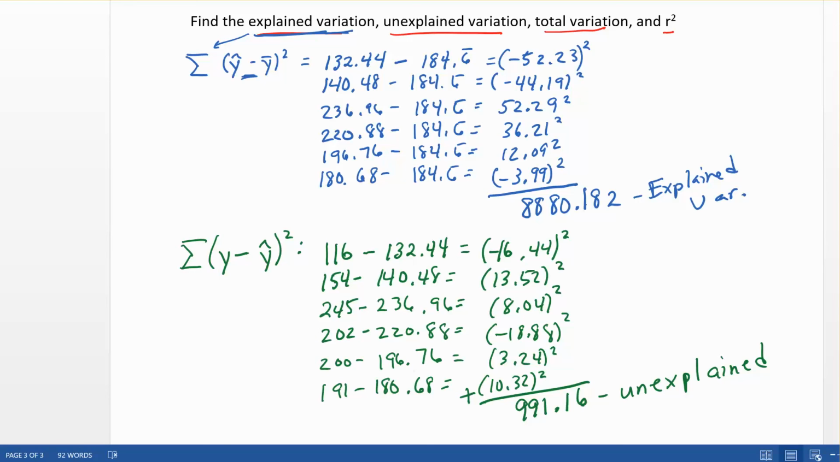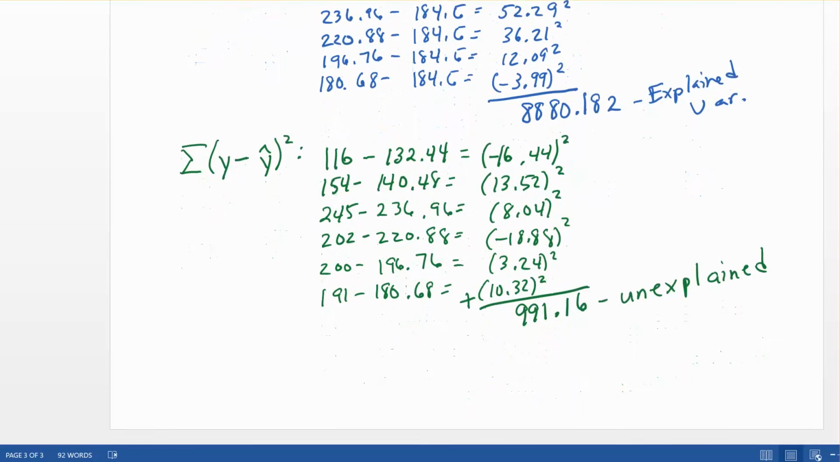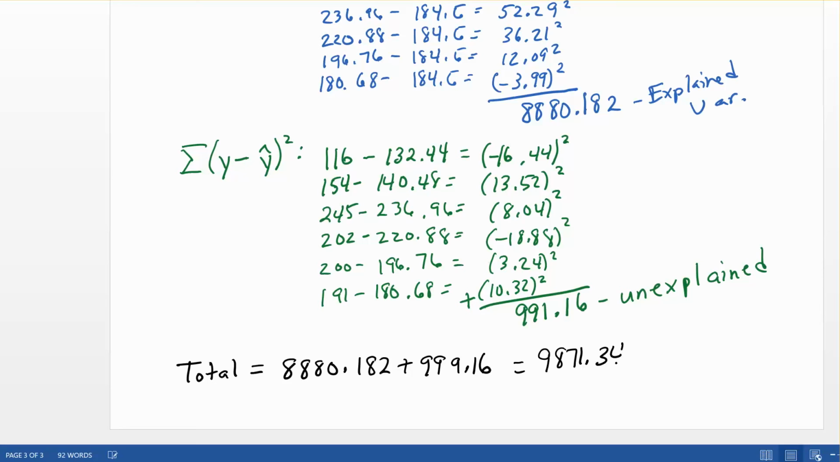Okay, so the last thing we were looking for was the total variation. And we're going to use that then to find r squared. So the total variation is just going to be the explained plus the unexplained. So the explained variation was 8880.182. We're going to add to that 991.16. So we get for our total variation 9871.34. That's our total.